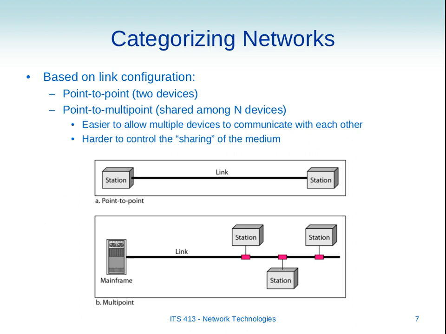And because we share a link, we need some way to coordinate amongst those devices to know which one can transmit at which point in time. And that adds complexity when we have point-to-multipoint. It's harder to control who gets to transmit on the medium at which time to perform the sharing. But of course, being able to transmit to multiple people at the same time is of benefit for some applications.